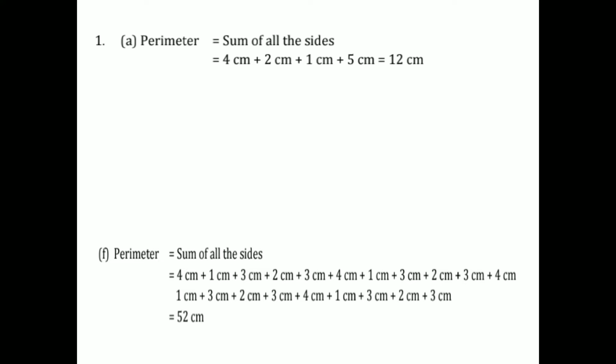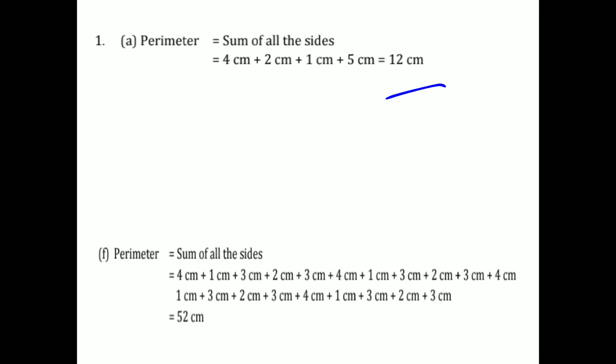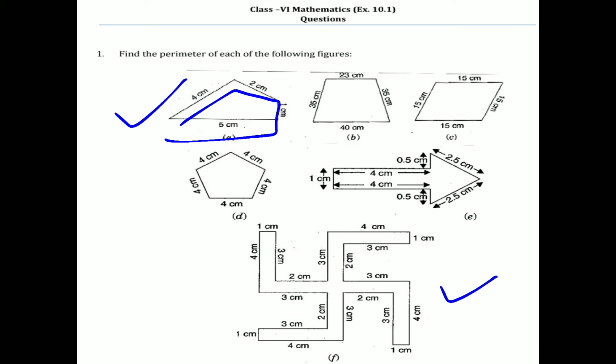So the perimeter formula is the sum of all the sides, then you have to add all the sides, like 4 plus 2 plus 1 plus 5. When you add it, the answer comes 12 centimeter. Clear? Then I do the F part. You will start from here.